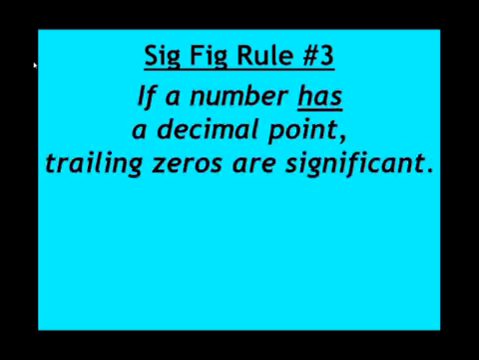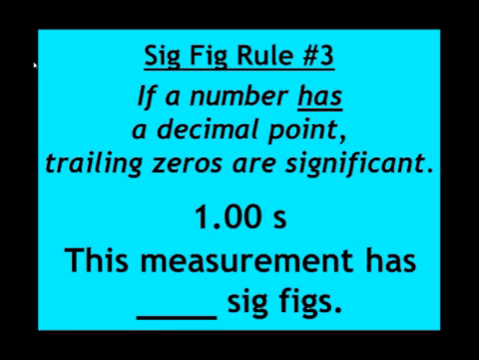Okay, on to Sig Fig rule number 3. If a number has a decimal point, then the trailing zeros, the zeros at the end of the number, are significant. So here is a number, 1.00. It's a measurement, 1.00 seconds. It has a decimal point. The zeros at the end are significant, so therefore a measurement of 1.00 seconds has 3 sig figs.